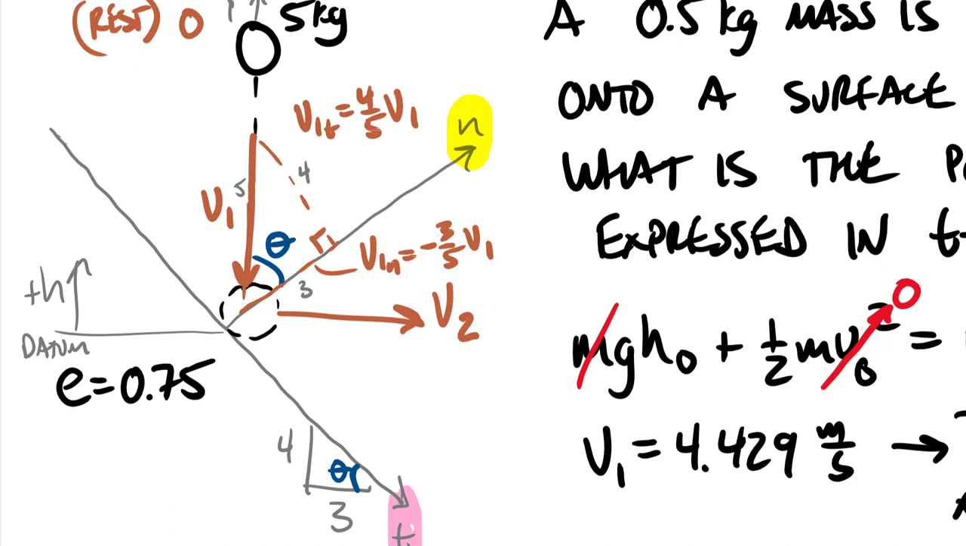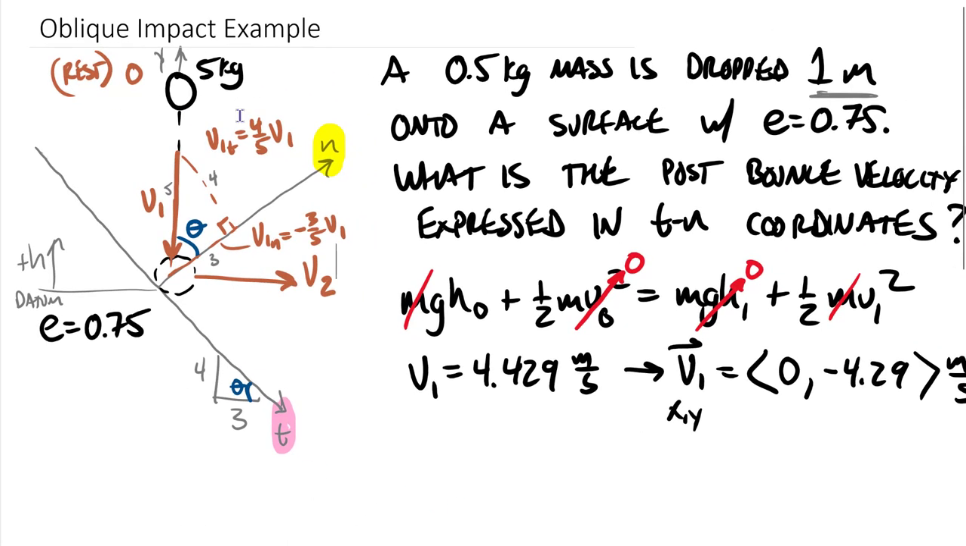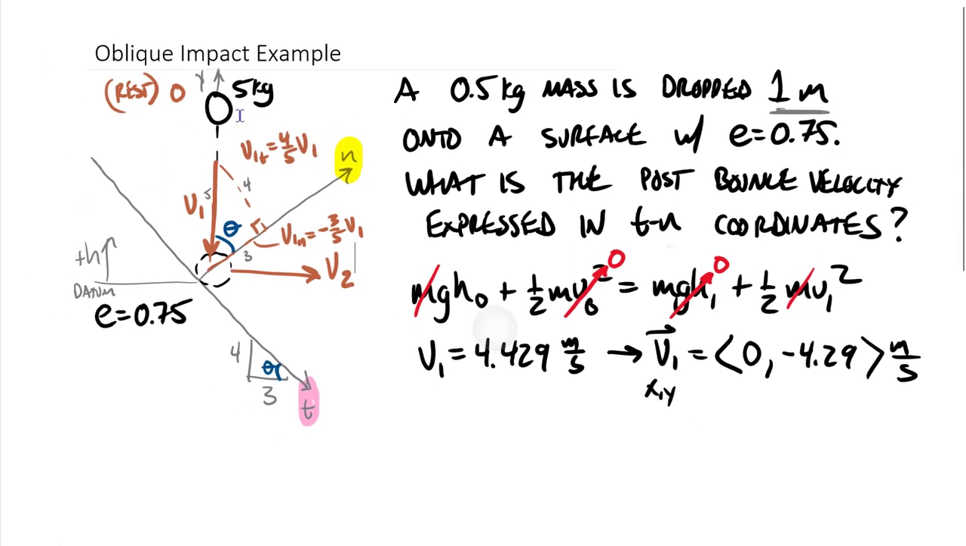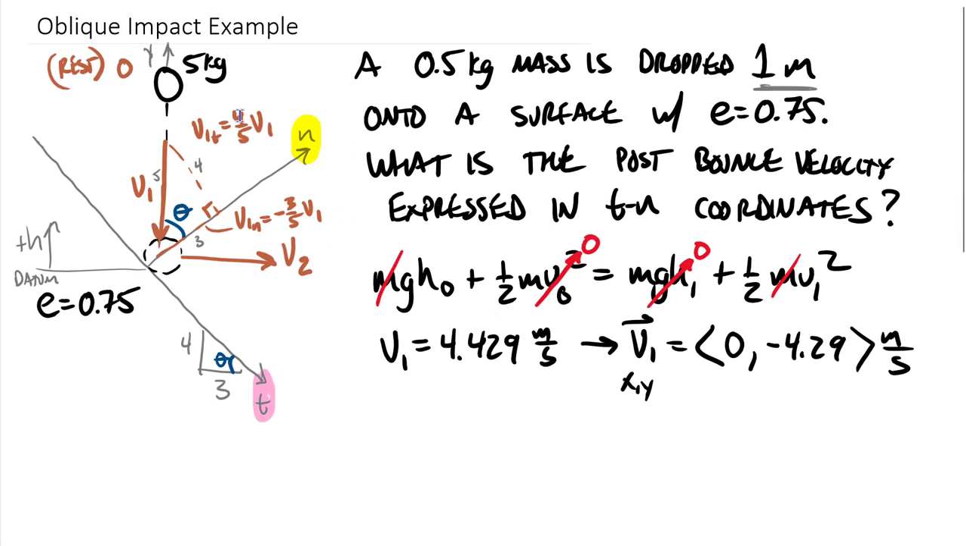Okay, and once again, I pulled the positive and negative signs just from my axis system because the T term here is going in a positive T direction. The N term is going in a negative N direction as defined by my axes. All right, so coming back over to my full page of computations. So here, as a little side note, we are going to convert V1 vector into T and N components.